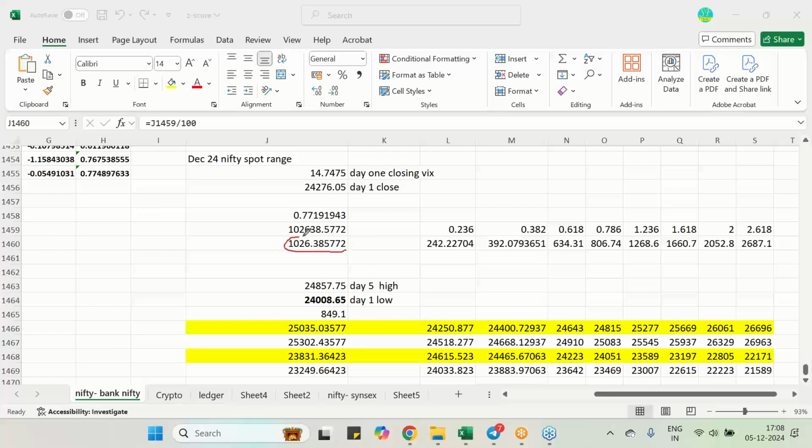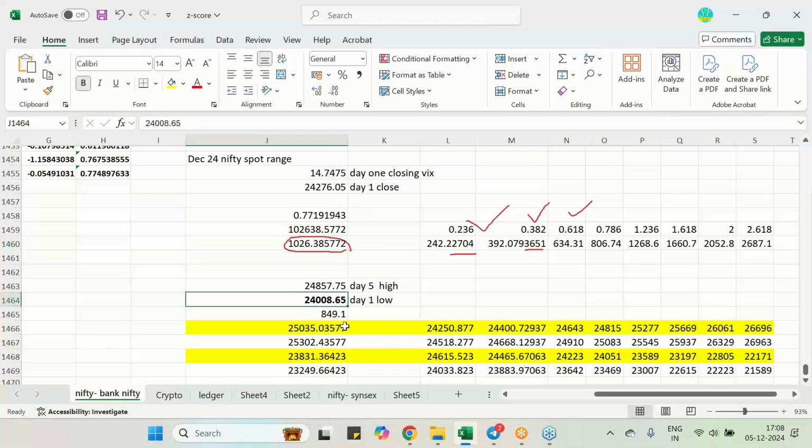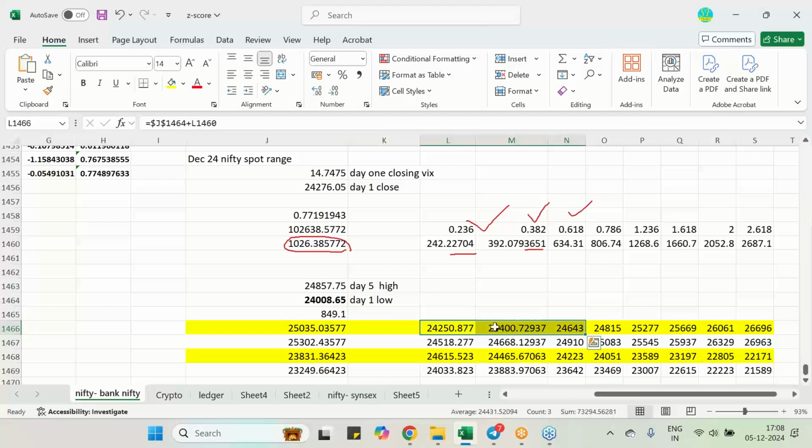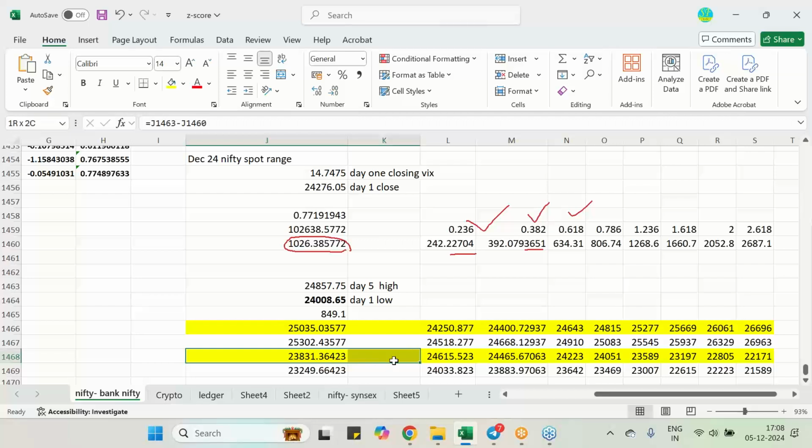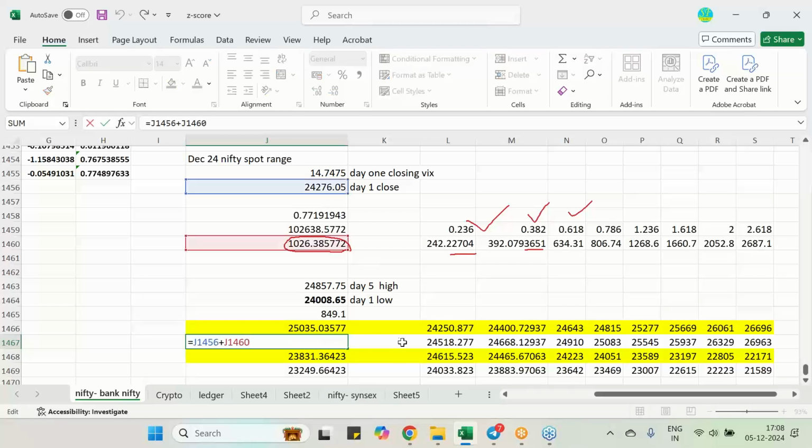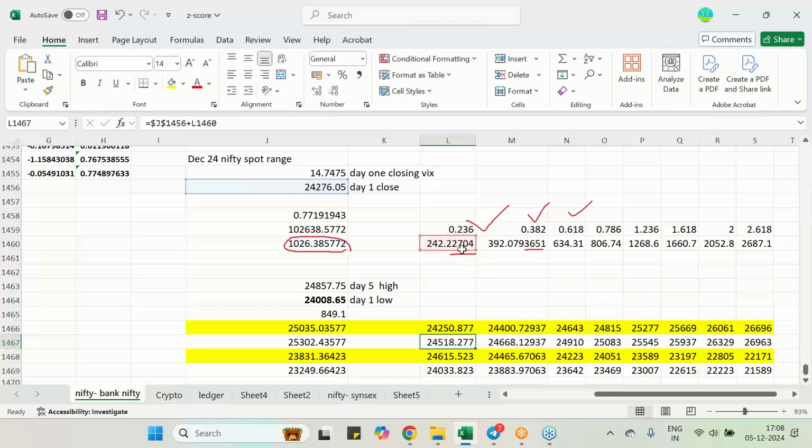This 1026 points, I multiply with various Fibonacci ratios, and I get different price ranges. I add these price ranges to the first day's low to get all the uptrend forecasts. Similarly, whenever the high is made, I subtract from the high and get the support price points. I use similar logic on the closing price also. Whatever the first day's closing is, I add the computed price range to it, and I get one more set of uptrend targets and one more set of downtrend targets.